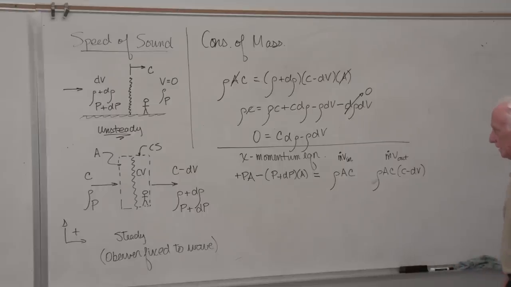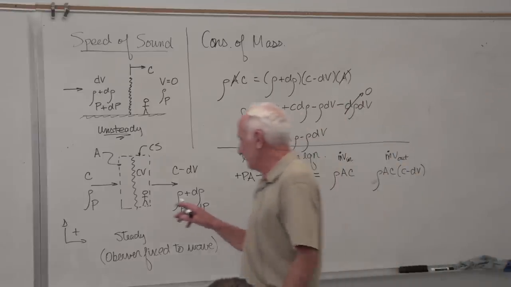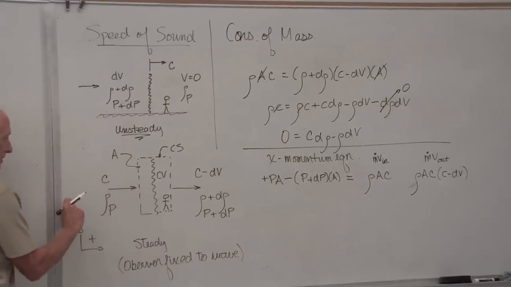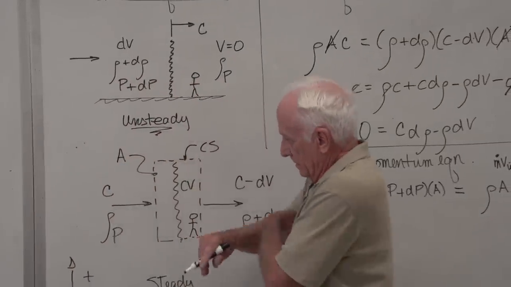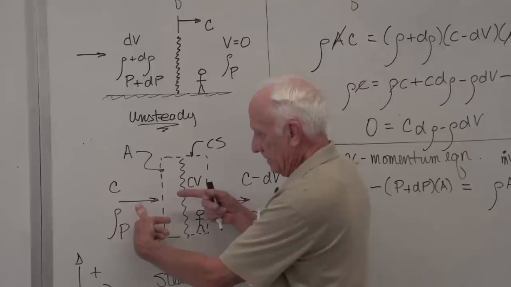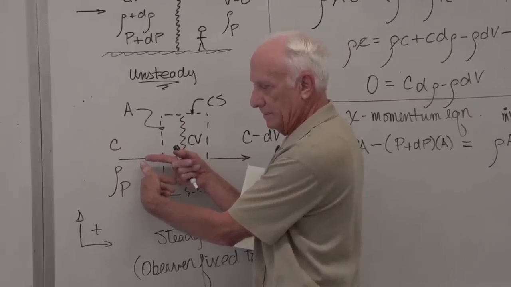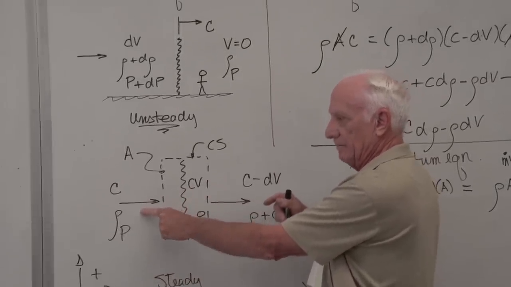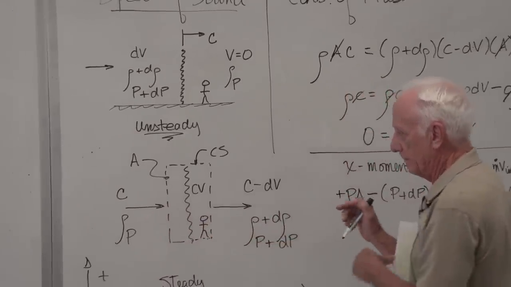Here's where people always mess up. What's the sign? Which way is the velocity vector? To the right, positive. Which way is the dot product of the velocity vector and the area vector? The velocity vector points in, the area vector points out. Minus sign, dot product, minus sign. Plus sign for the velocity vector, minus sign for the dot product of velocity with area. Minus sign.